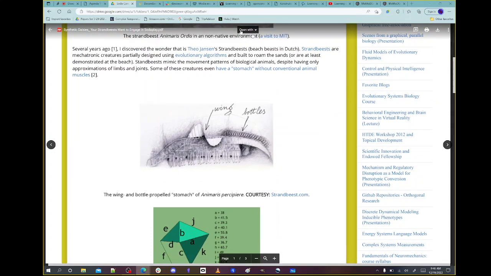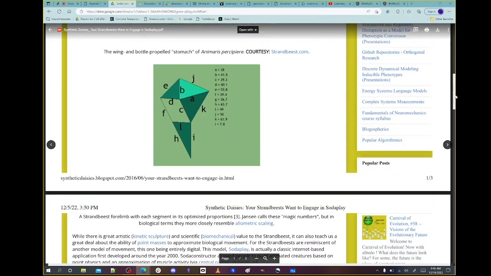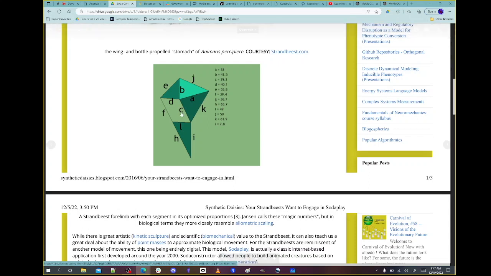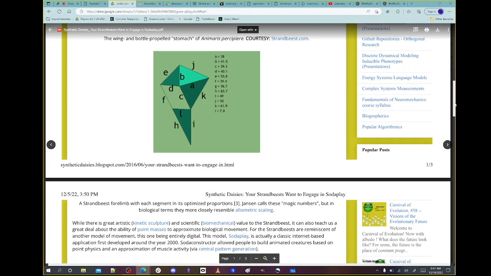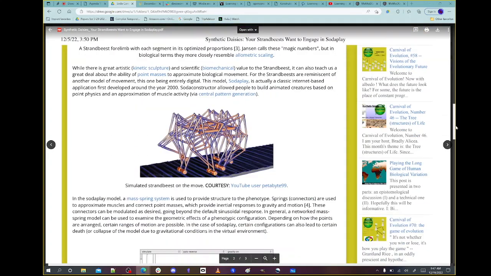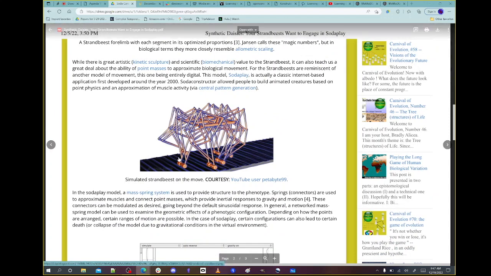And some of these creatures even have a stomach, without conventional animal muscles. So he's able to articulate structures in the animal, or in the made-up animal, without muscles. This is interesting. And this is the wing and bottle propelled stomach of this organism, Animaris. It's not an organism, it's a model. They gave it a Latin species name and genus name. And this is the structure here, and it's a lot like some of the structures we've talked about with respect to soft active matter models. And then this is a kinetic sculpture here. This is a simulated strand beast.